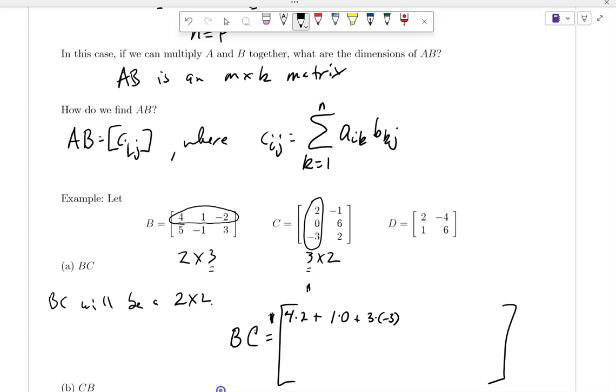4 times 2, 1 times 0. Oh, it's negative 2 times negative 3. I looked at the wrong row. My bad. I saw a shocked look on Trace's face. I did something wrong. I looked back up and realized I grabbed the wrong row. 4 times 2, 1 times 0, negative 2 times negative 3.